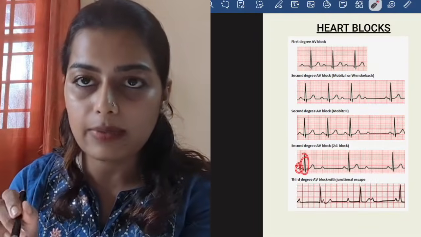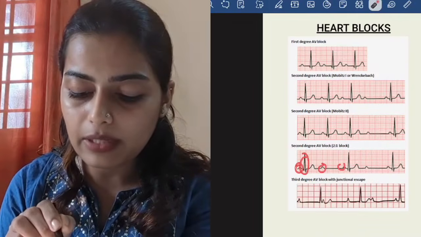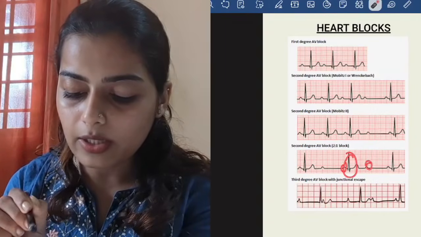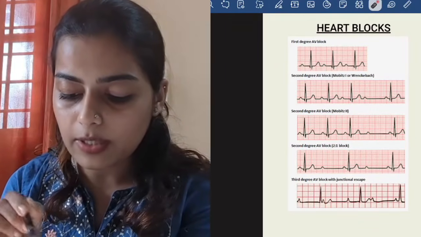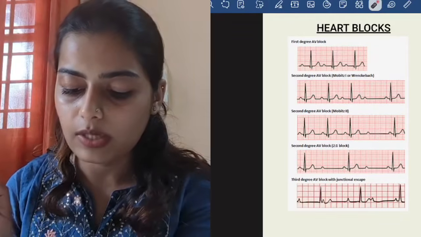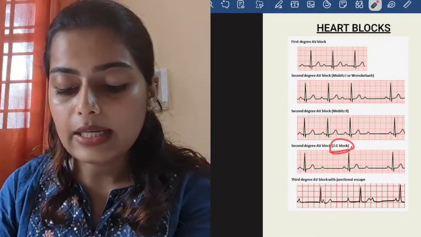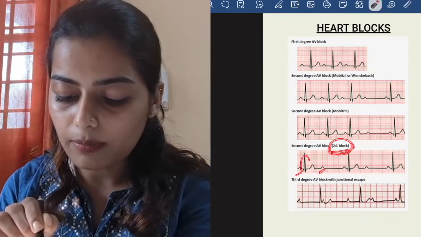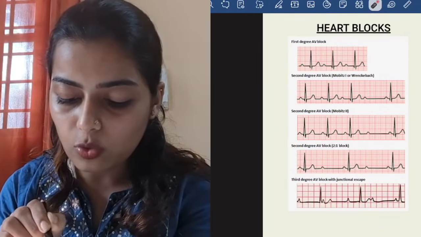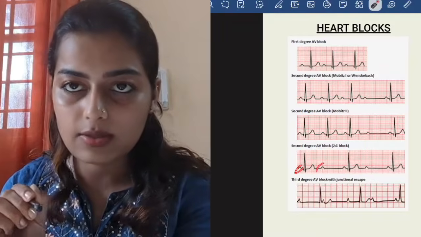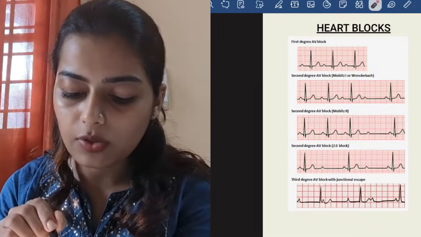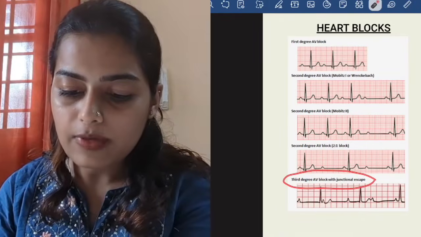So this ECG can be given to you wherein you find one P wave followed by a QRS, the next P wave not followed by a QRS, then the next P wave followed by QRS, the next P wave not followed by QRS. This is known as second degree AV block, 2:1 block. So for two P waves, there is only one QRS. That is meant by 2:1 block. So that's it about first degree, second degree.